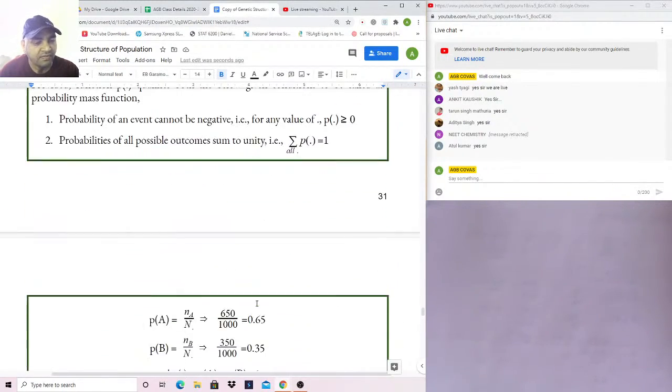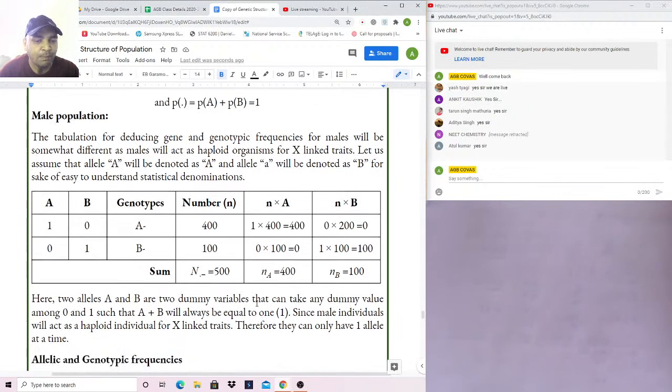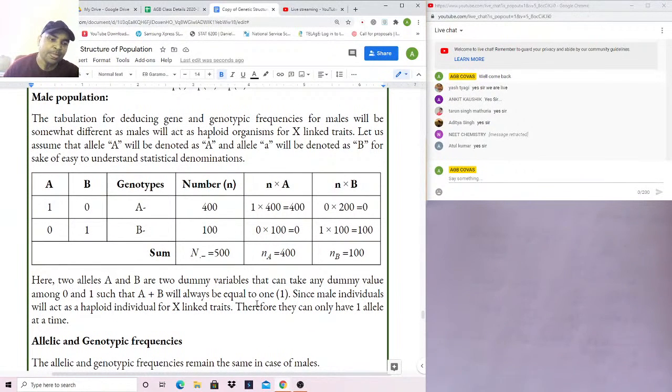Okay, but the difference will be basically in the male population, whereby now you see that A and B, the sum of the two will be equal to 1 instead of 2. Because the male population will be acting as a haploid organism, and the genotype will be either A dash or B dash, isn't it? Then the number of these are the numbers, so it will be the total.